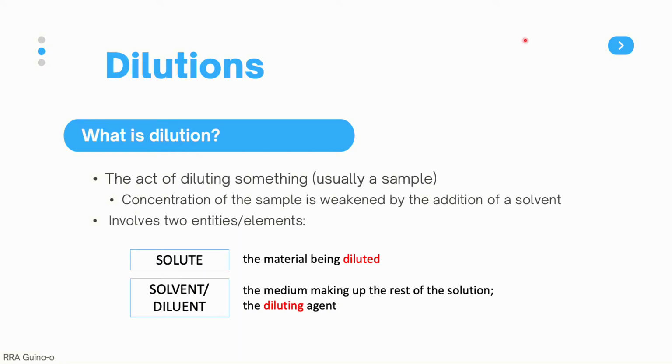Now, what is dilution? Dilution is the act of diluting something, and in the laboratory, this is usually a sample. When we dilute something, the concentration of that sample is weakened by the addition of a solvent. And in a dilution, there are 2 entities or elements. First, you have your solute, and this is the material being diluted. This can also be known as your sample. Then you have your solvent or diluent, and this is the medium making up the rest of the solution. You can also call this the diluting agent.